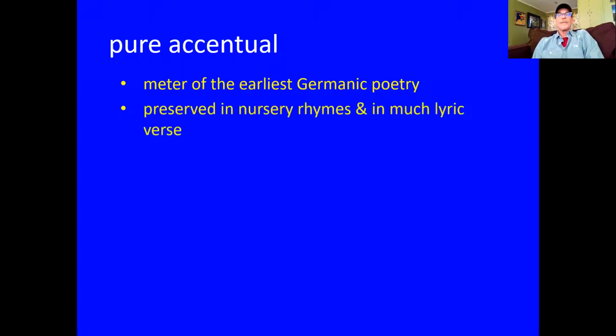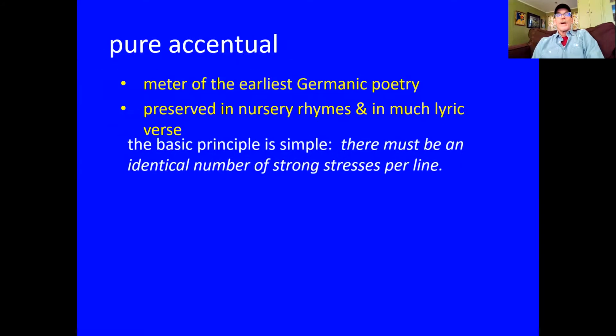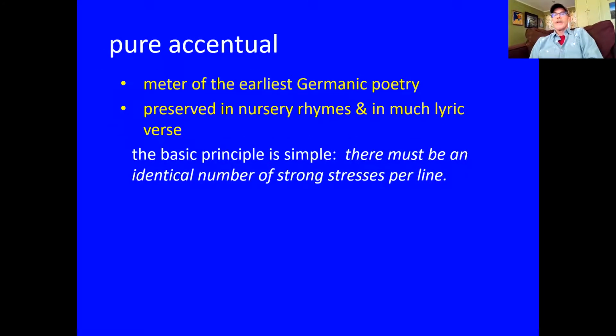All right, here we go. So pure accentual. This is the meter of the earliest Germanic poetry. It is preserved in nursery rhymes and in a good deal of lyric verse. The basic principle is this, so you're going to want to write this down and memorize it: there must be an identical number of strong stresses or accented syllables per line.